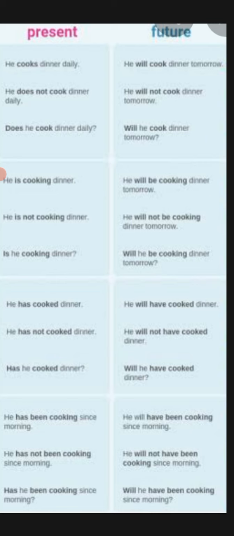So, this is your future continuous tense. I hope it is clear. Now, the next one is your future perfect tense.